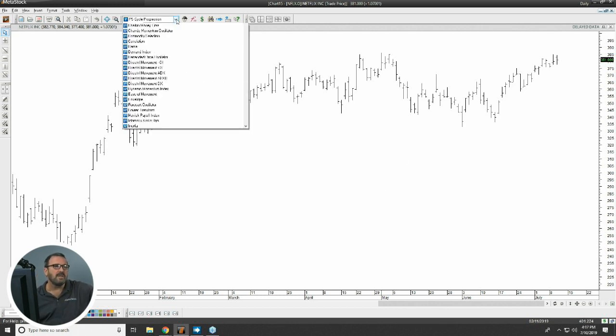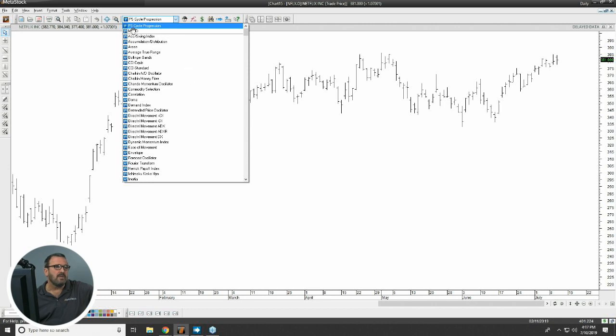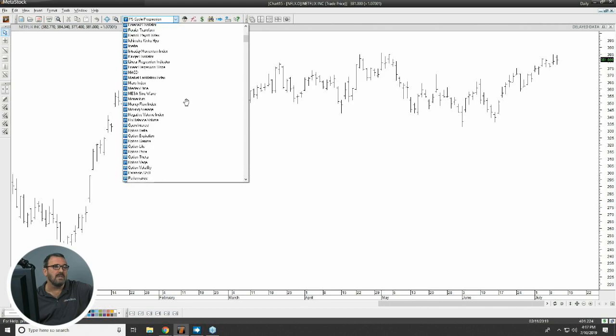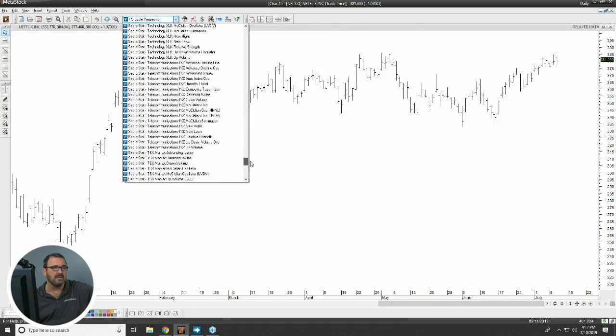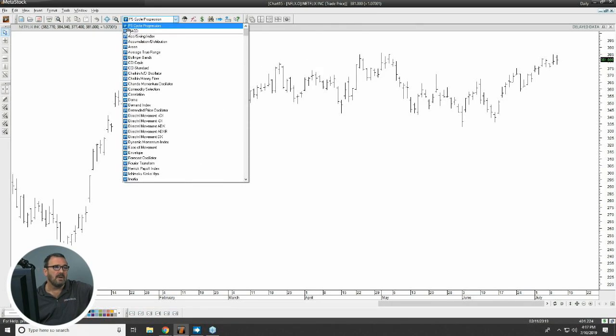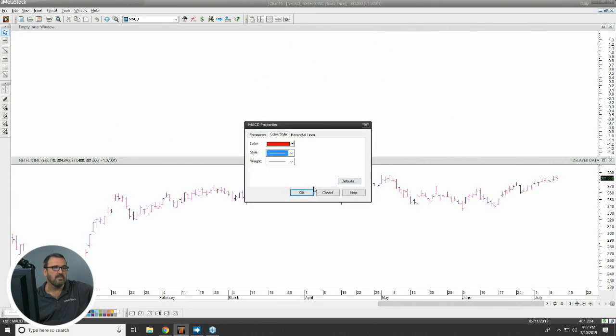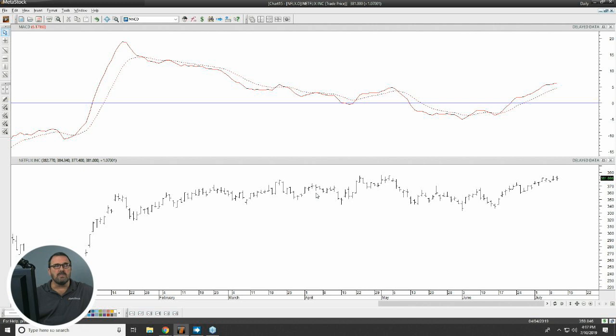One of the most popular indicators that we hear about, of course, is the MACD. So I'm just going to take a MACD, and you see in MetaStock you have a list of, again, tons of indicators and systems. Right here at the top is the MACD, and I'm just going to throw it on the chart. Okay, so right away you can see we have added information.